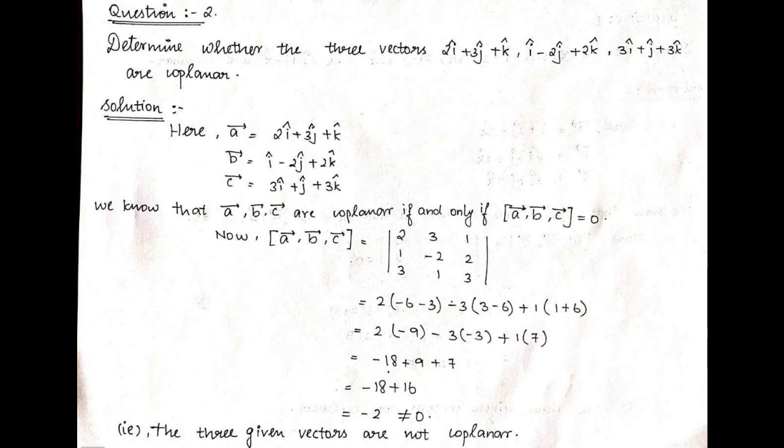We know that a vector, b vector and c vector are coplanar if and only if [a vector, b vector, c vector] is equal to 0. Let us find the determinant of a vector, b vector and c vector. Therefore, the determinant value is equal to minus 2. Therefore, the three vectors given are not coplanar.